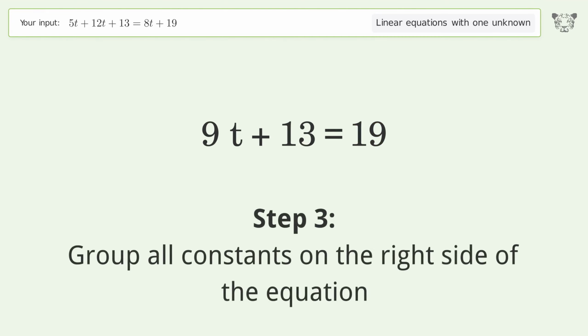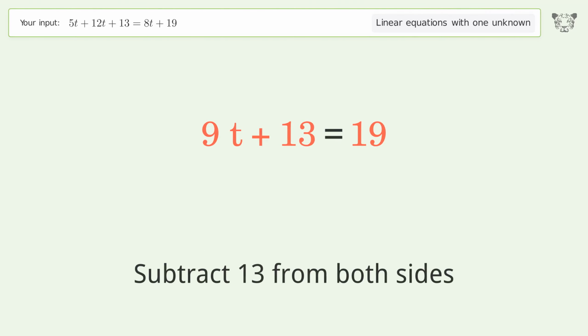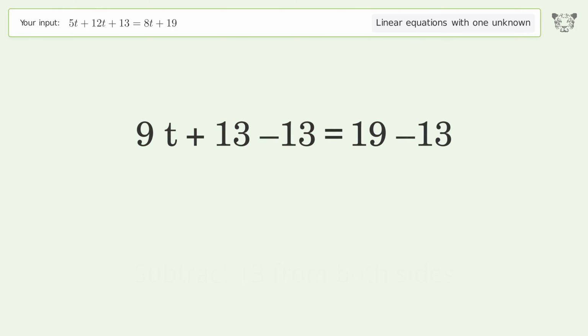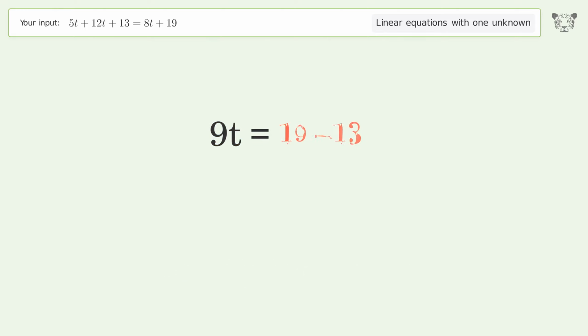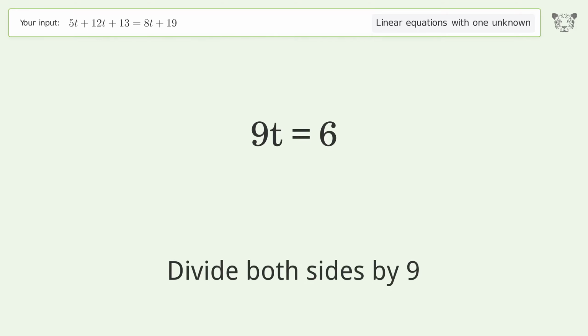Group all constants on the right side of the equation. Subtract 13 from both sides. Simplify the arithmetic. Isolate the t. Divide both sides by 9.